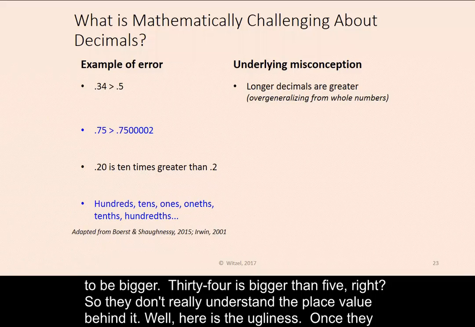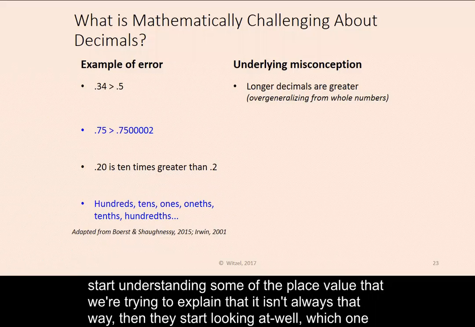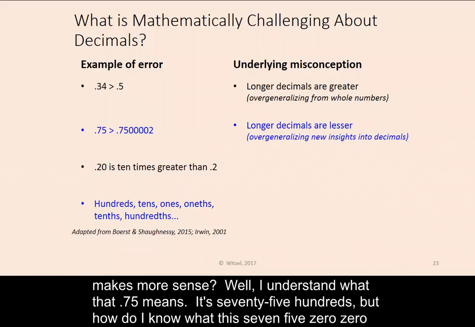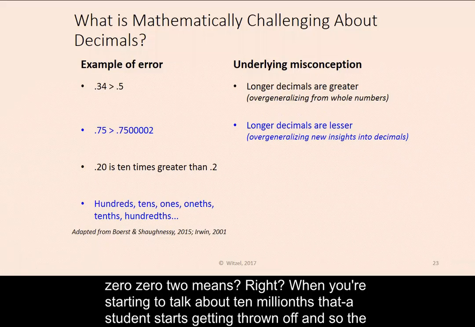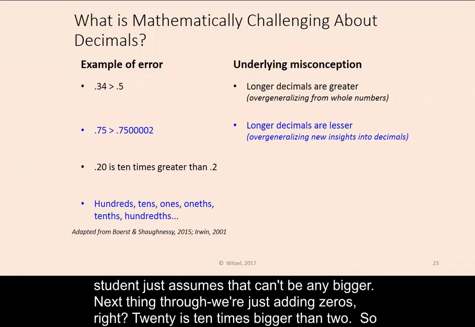Well, here's the ugliness. Once they start understanding some of the place value behind it, we're trying to explain that it isn't always that way. Then they start looking at, well, which one makes more sense? Well, I understand what that 0.75 means. It's 75 hundredths, but I don't know what this 75,000,002 means. When you're talking about 10 millionths, the student starts getting thrown off, and so the student just assumes it can't be any bigger. Next thing you know, we're just adding zeros.